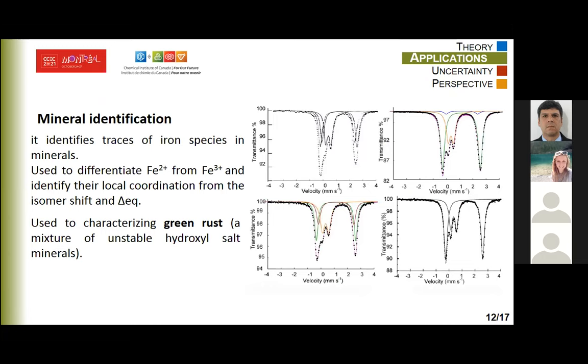It is particularly used for the characterization of green rust, that is a mixture of iron-based and stable hydroxy salts. By this technique, exploiting the information that we can obtain from the hyperfine interactions, it's possible to distinguish different iron-based salts. Also, for example, for environmental conditions, in particular working on the operating temperature that we use.